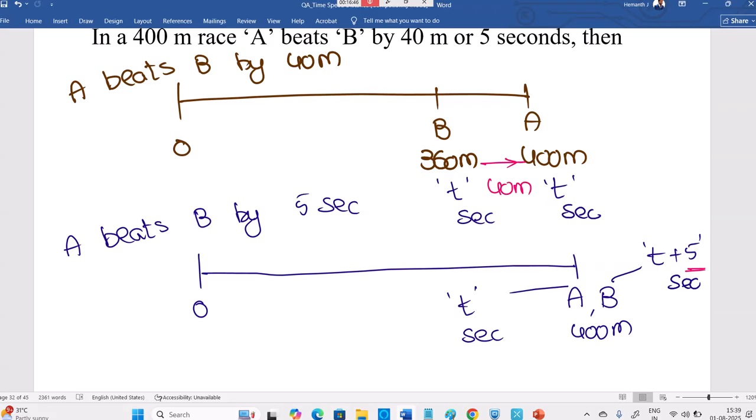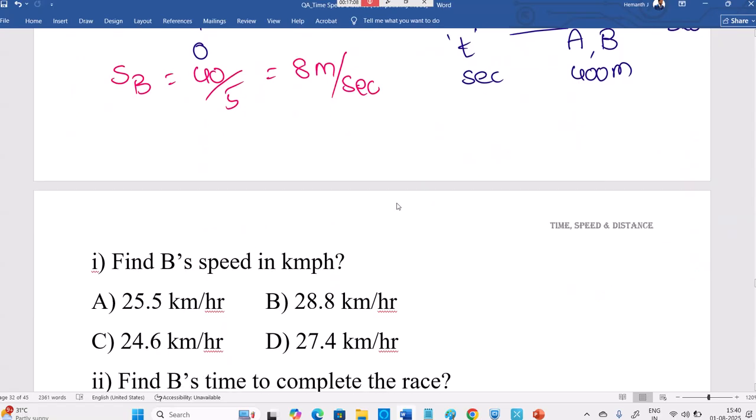A has already reached, no more traveling. A is already at the destination. B has taken 5 seconds to travel that 40 meters. So B's speed is 40 divided by 5, which is 8 meters per second. But here we are asked for the speed in kilometers per hour.